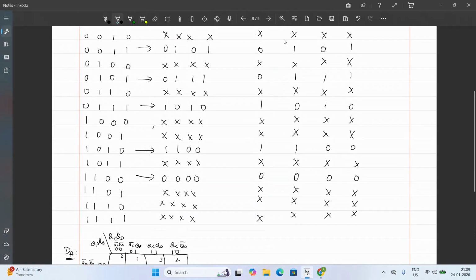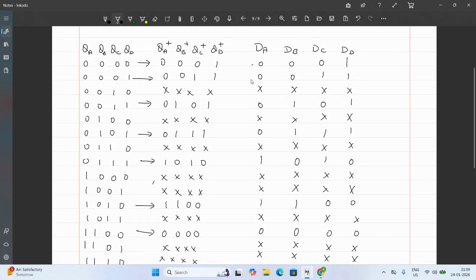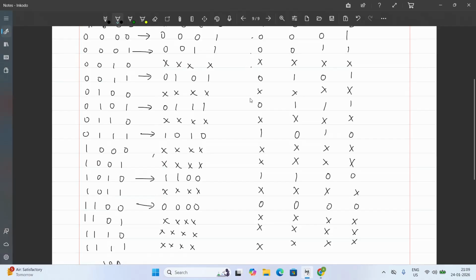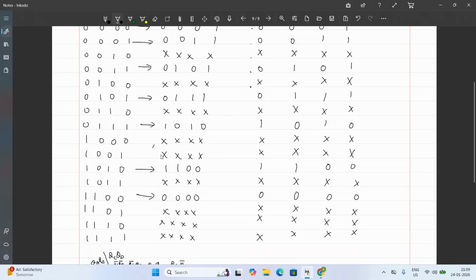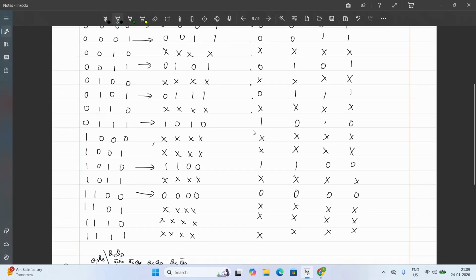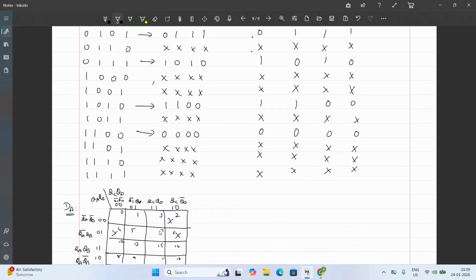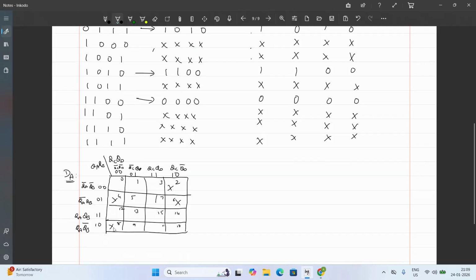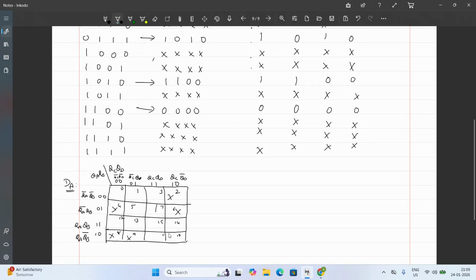Now we have to put these values in the table. 0, 1. For 2 you have x. 3 is not there. For 4 you have x. 5 is not there. 6 is x and 7 is 1. Okay. 8, 9, x. 10 is 1. 11 is x. 12 is not there. 13, 14, 15 are x.